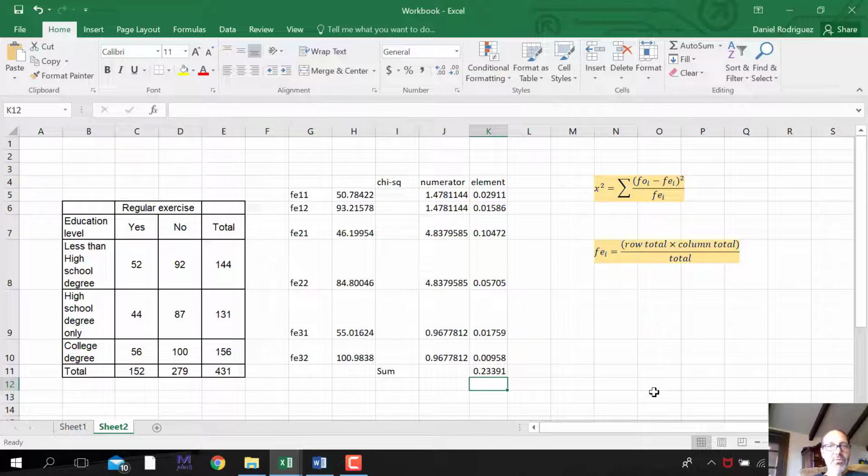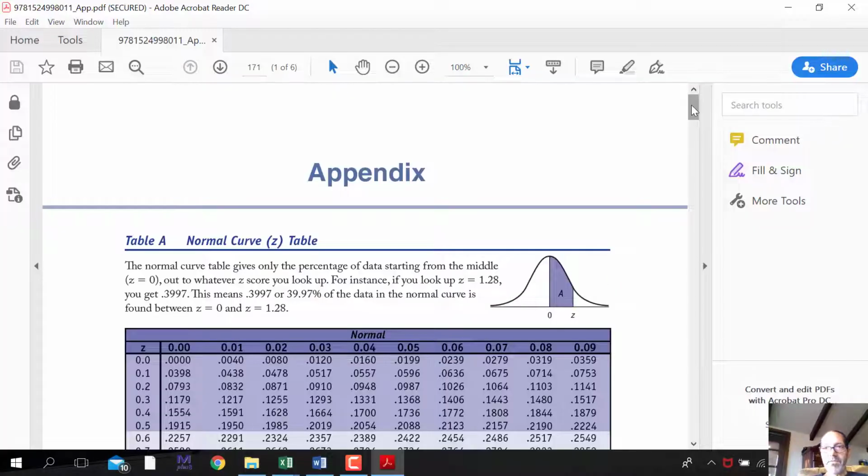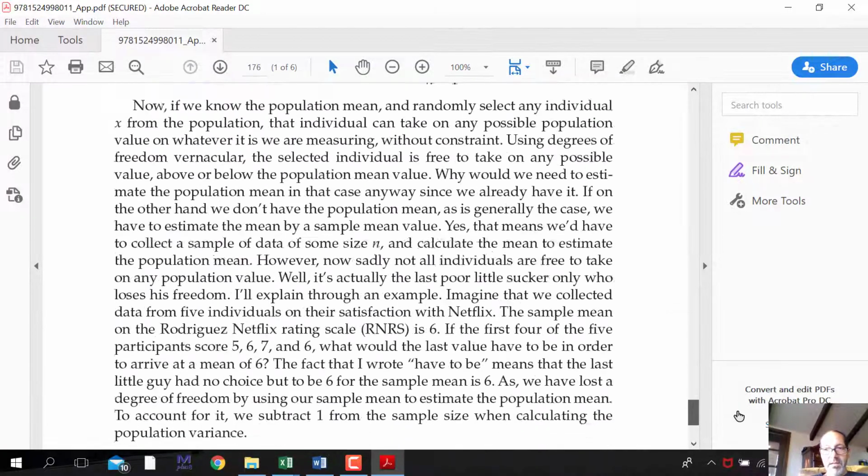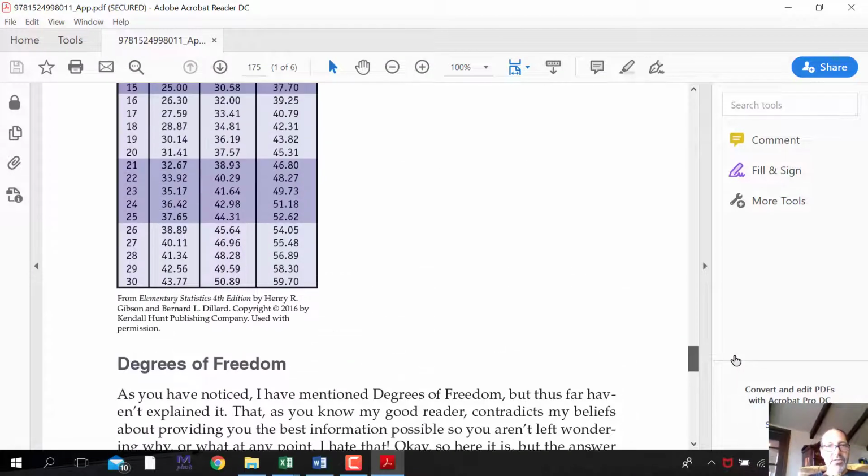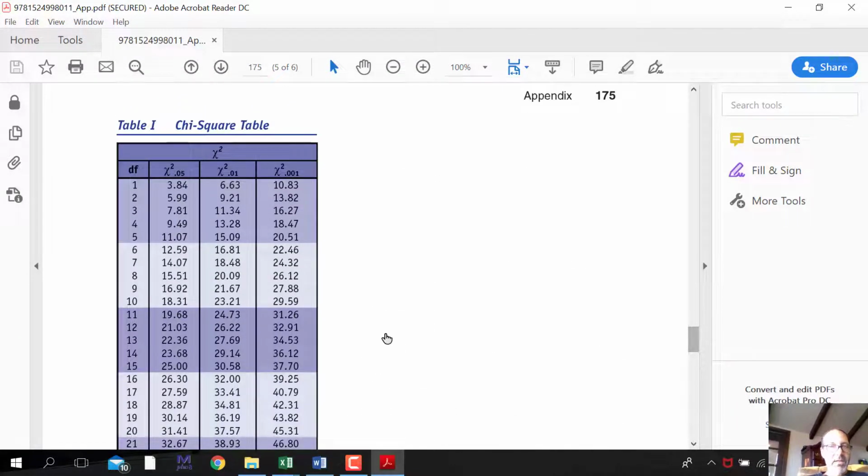So in the chi-square analysis, we're looking at expected minus observed distribution. The null hypothesis, the hypothesis we'd like to reject, is that there is no difference between the expected and the observed distribution. The alternative is that there is a difference. Earlier I told you that our critical value is 5.99. You can get that from a critical value table. This is from my textbook, published by Kendall Hunt. This is a chi-square table.